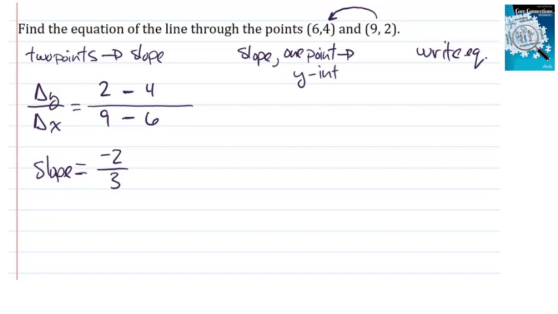So to find the y-intercept, I'm going to use this equation, right? The slope-intercept form of an equation. y equals the slope times a particular x value plus this y-intercept that we're trying to find. That's the variable we're looking for.